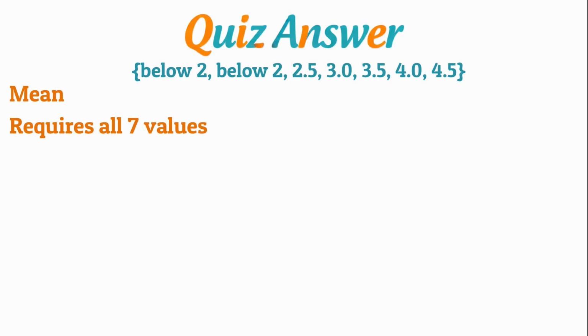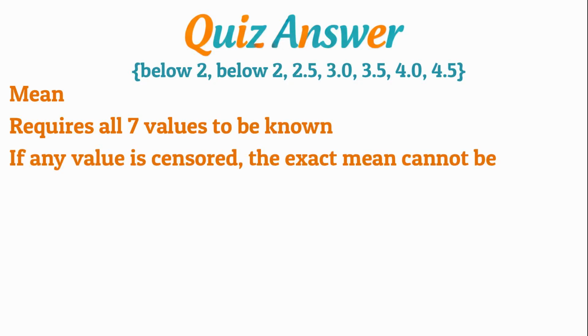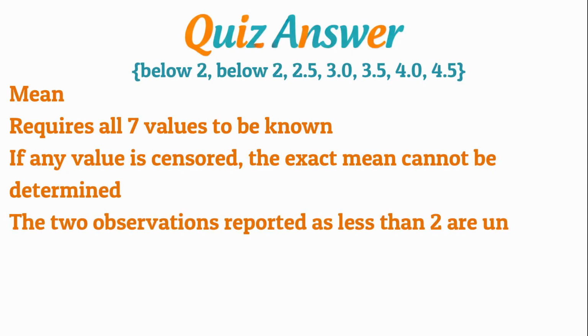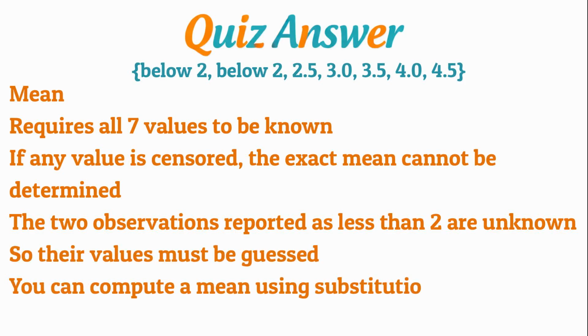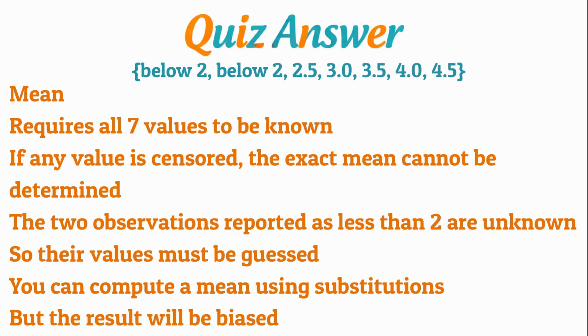For the mean, the situation is different. It requires all 7 values to be known. If any value is censored, the exact mean cannot be determined. In this case, the 2 observations reported as less than 2 are unknown, so their values must be guessed. You can still compute a mean using substitutions, but the result will be biased.